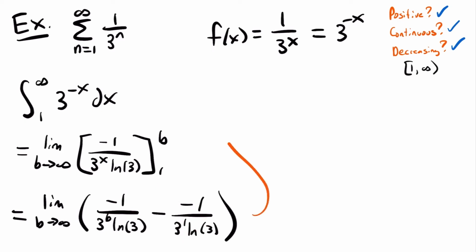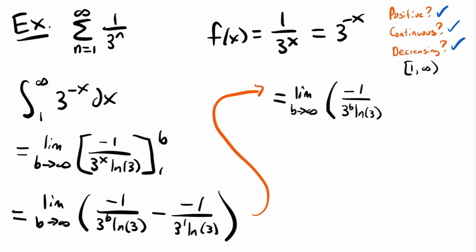Now I'm going to continue my work up here again. If we simplify, this is equal to the limit as b approaches infinity of negative 1 divided by 3 to the power of b times the natural log of 3 plus, right, these two negatives will cancel out to become positive, 1 divided by 3 times the natural log of 3. Now the limit as b approaches infinity of this term, which is a constant, will just be that value. But what about this term? What happens to the value of this term as b approaches infinity?